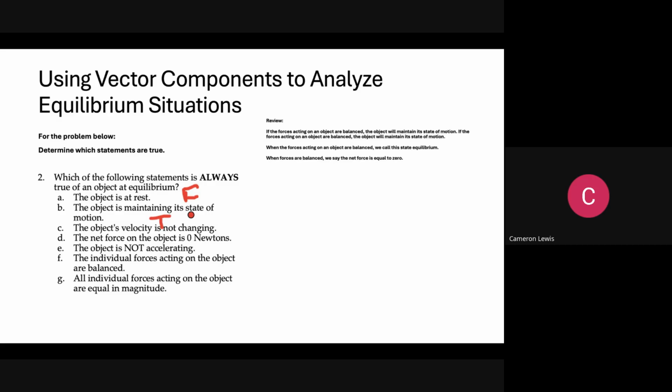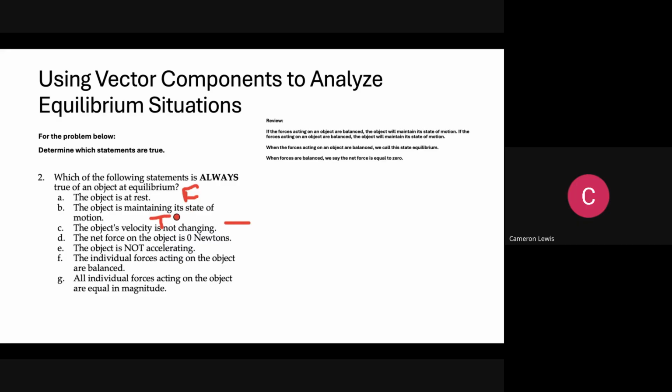Now let's go back to this. Acceleration is equal to what in velocity? Change in velocity over time. Okay, so now if an object's velocity is not changing, then is there an acceleration present? No. So if there's no acceleration present, then that means the forces are balanced. Equilibrium. So if the forces are balanced, then we call this state equilibrium. So is this true or false? It's true.